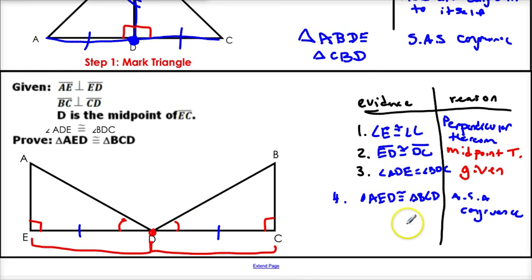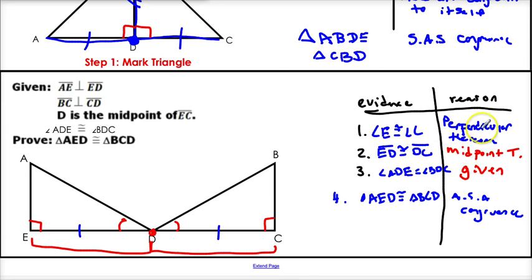Now we have to write our proof. Well, we wrote down all our information. E is congruent to C. ED is congruent to DC. And ADE is congruent to BDC, which is given right here. And the hard part was writing our theorems, all right, our reasons.